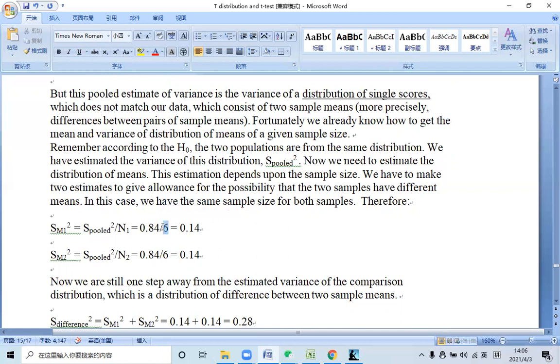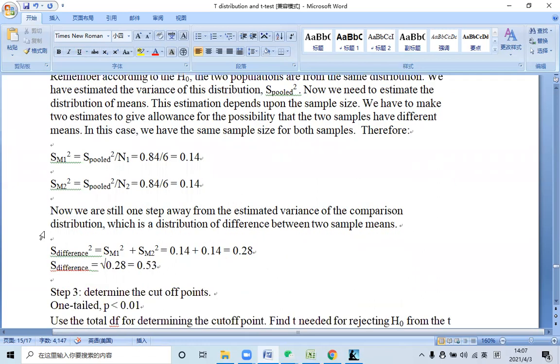Suppose the two sample sizes differ, we would have different denominators. But in this case, we have the same sample size. For both samples, we have 6 people in the sample. We just take the pooled variance divided by the sample size.